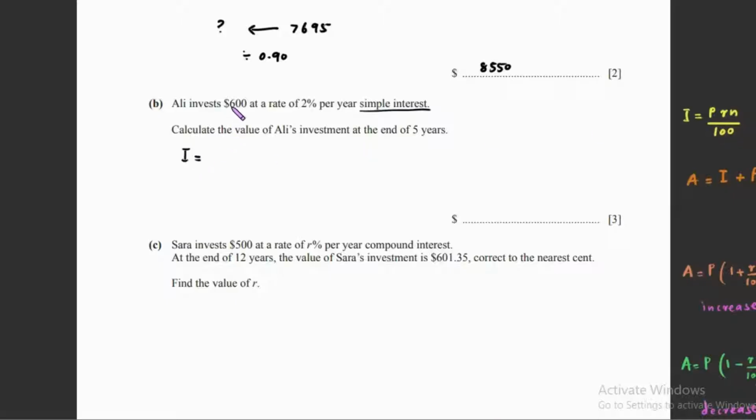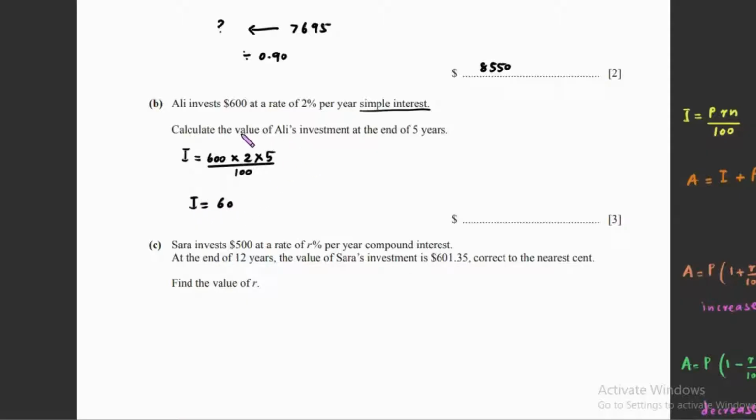Principal is the amount he invested. So that's going to be 600. Times it by the rate, which is the percentage, that's 2. Times it by n, that's the period of time, which is 5 years. So that's going to be 5. I need to divide this by 100 to calculate the interest. So when I times 600 by 2 and then by 5, and when I divide it by 100, the interest that I get is 60.